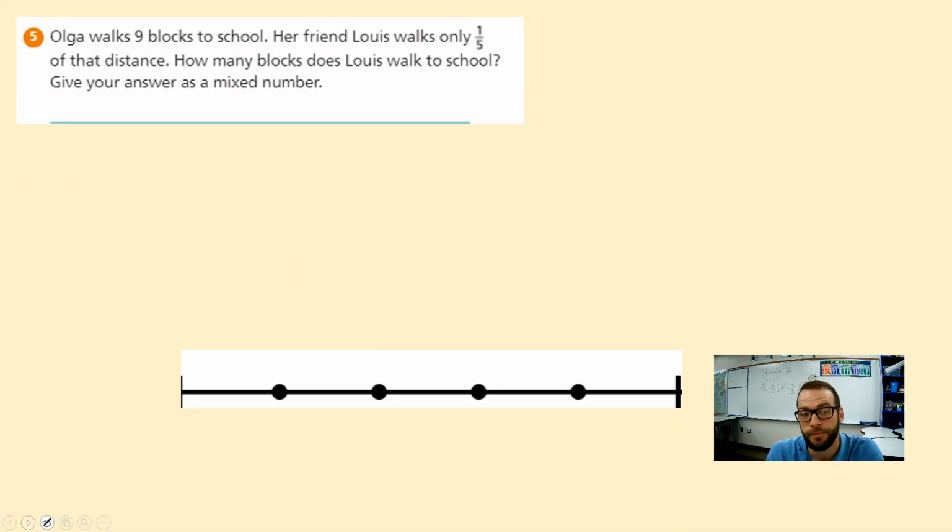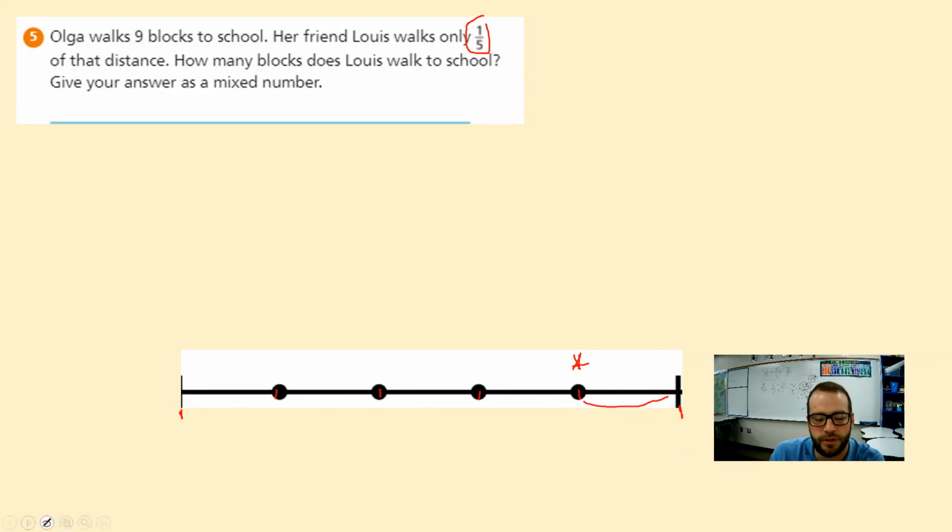Olga's going to walk 9 blocks to school. Her friend Louis, I think it's Louis, walks only 1/5 of that distance. How many blocks does Louis walk to school? So if Olga walks 9 blocks and Louis only walks 1/5 of that, how far did Louis walk? Well, we want to figure out what 1/5 of 9 is. Of means multiplication because we're finding a fraction of something. So you look here, I have a number line, and let's pretend this is a whole. So this would be Olga's house, and this would be school, and then it's broken into 5 pieces. And Louis is only 1/5 of that distance. So Louis is going to be like right here because he only got 1/5 of the way to go.